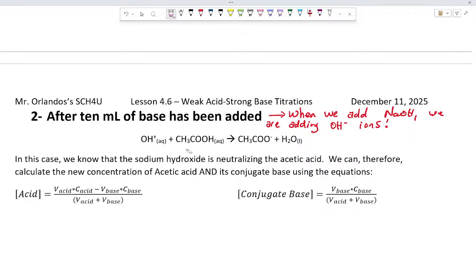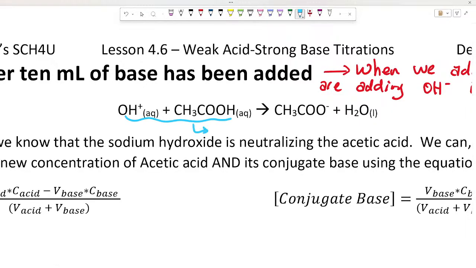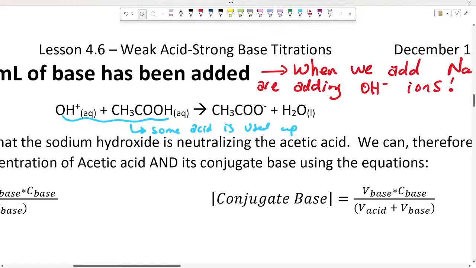Those will neutralize some of our acid, but note what this isn't. This is not an equilibrium. This is a reaction that goes to completion. Does that make sense? Acid-base neutralizations are very strong reactions. They don't go back and forth. Some acid is used up, and then equilibrium happens again.